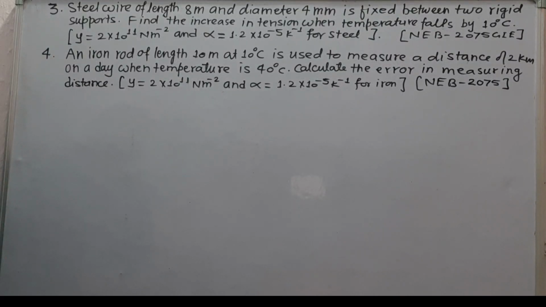Now question number 3. A steel wire of length 8 meter and diameter 4 millimeter is fixed between two rigid supports. Find the increase in tension when temperature falls by 10 degree Celsius. Young's modulus Y and linear expansivity alpha for steel are given.